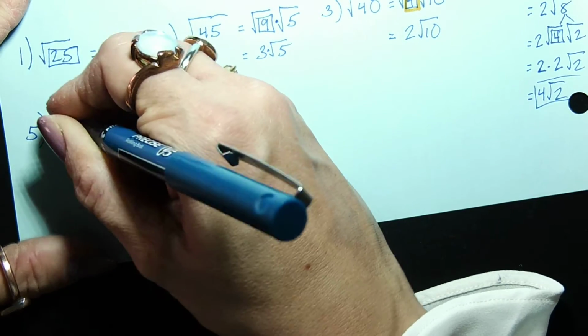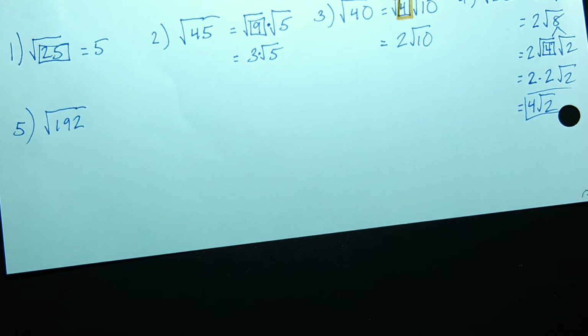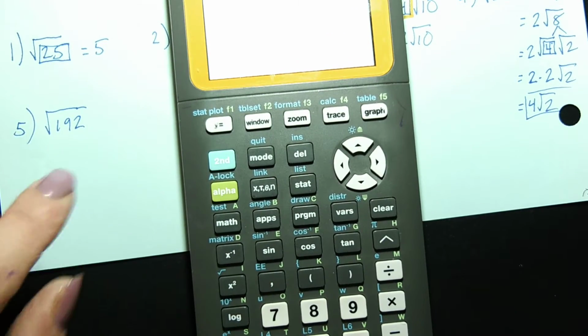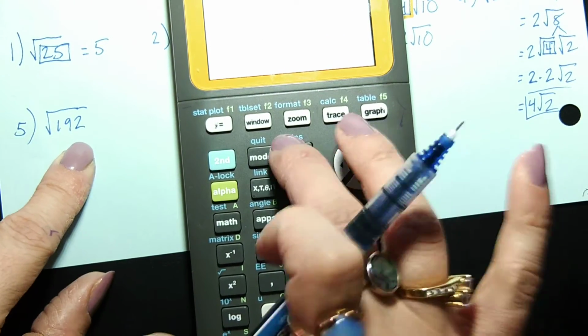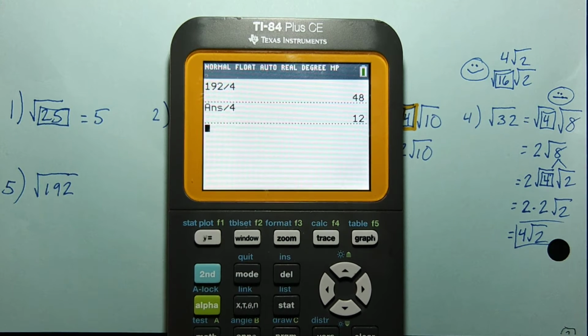Numero 5, square root of 192. Now, if I were you, I'd look at 192 and go, you know, off the top of my head, I'm not really sure what the biggest perfect square I can take out is. A lot of times what I like to do is divide by 4 when it's an even number and see if it goes in evenly. Ooh, so we can take out 4. Are there any perfect squares we can take out of 48? Another 4. Are there any perfect squares we can take out of 12?